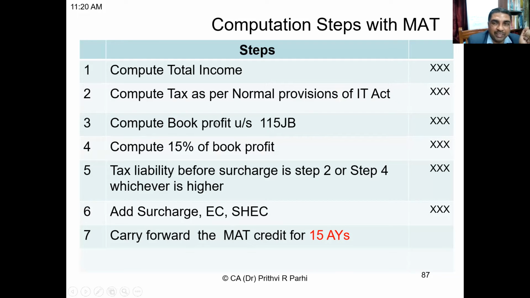Now you see, here we have computed a tax at normal provisions. Here we are computing 15% of profit. Step 5. Tax liability before surcharge is step 2 or step 4, whichever is higher. Whichever is higher, that is your tax liability you have to pay. On that, add surcharge and health and education cess, 4% you have to add. Then the MAT credit can be carried forward for 15 assessment years.